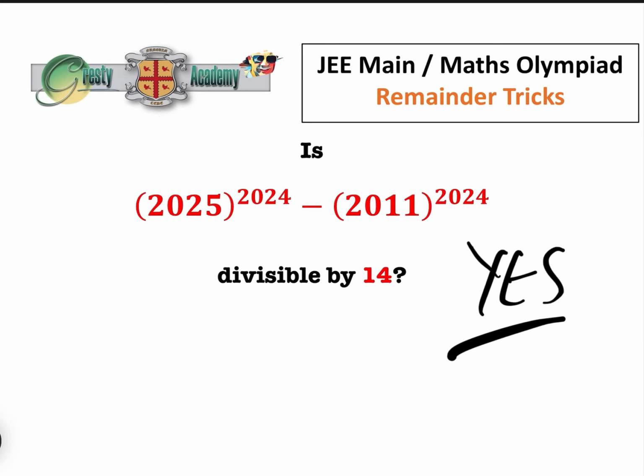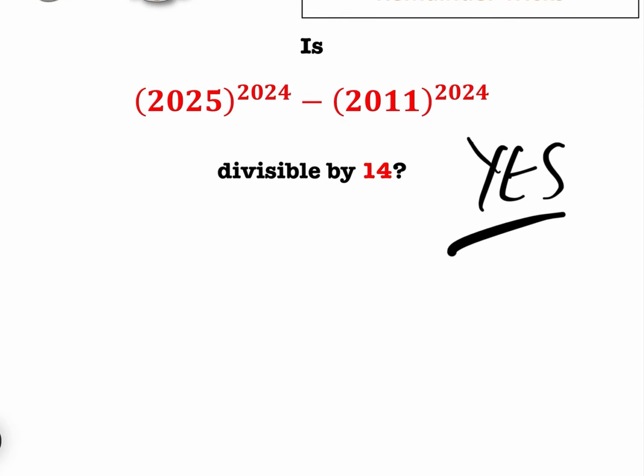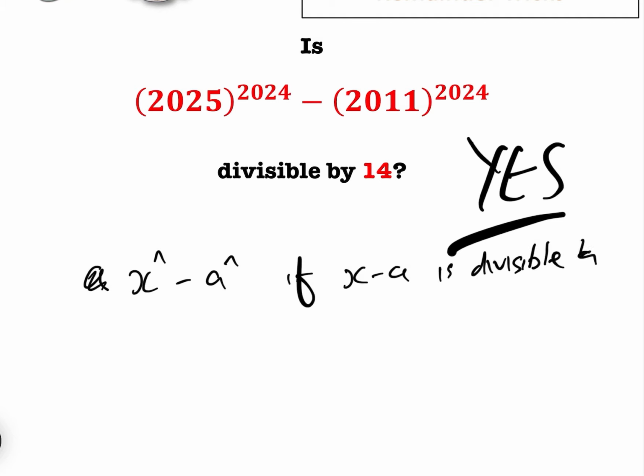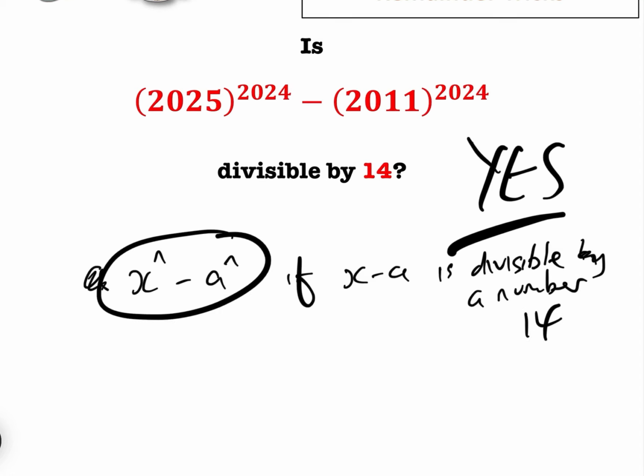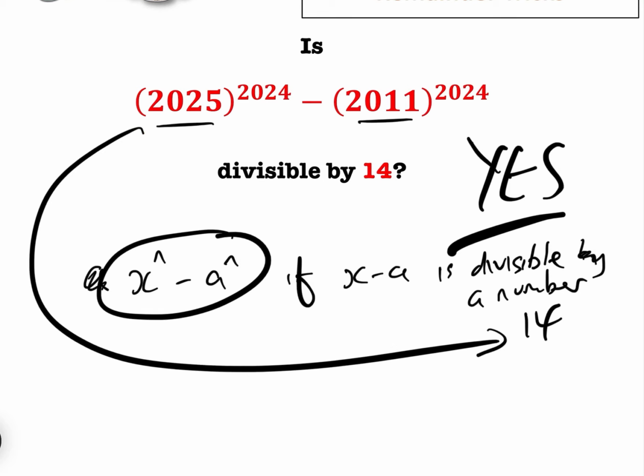This is a great trick for JEE Main or Maths Olympiads or whatever. If we have anything of the form x to the n minus a to the n, we know that if x minus a is divisible by a number, in this case 14, then x to the n minus a to the n is also divisible by that number. Now, if we look at this, we've got 2025 take away 2011, which is 14. 14 is clearly divisible by 14, and so therefore 2025 to the 2024 minus 2011 to the 2024 is divisible by 14. It's a great trick.